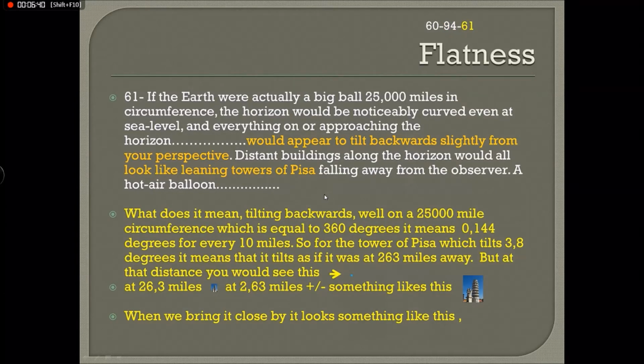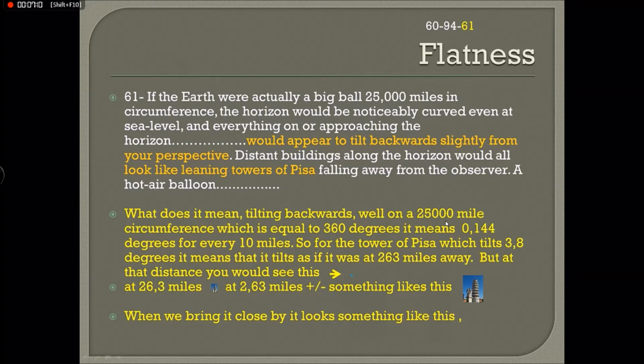In 61, he then says that certain points should tilt backwards from your perspective. Distant buildings along the horizon would all look like leaning towers of Pisa, falling away from the observer. I still think this is the dumbest argument ever. But let's have a look at it.